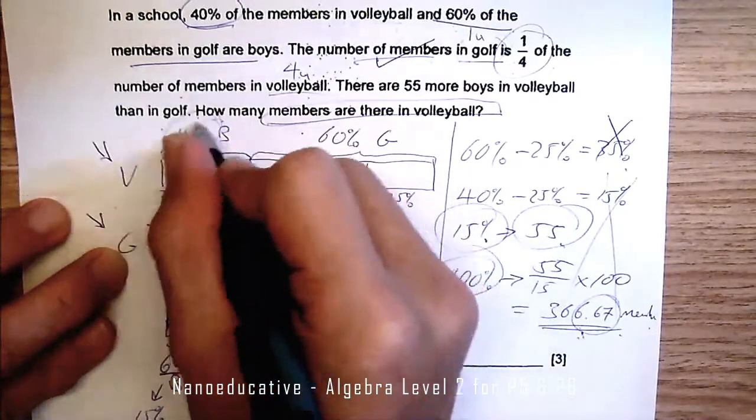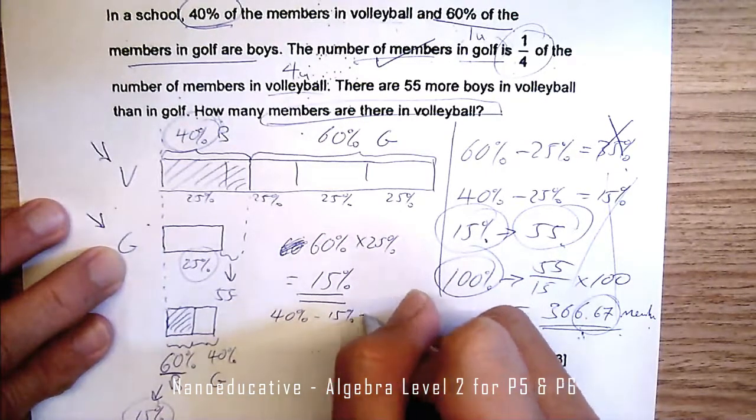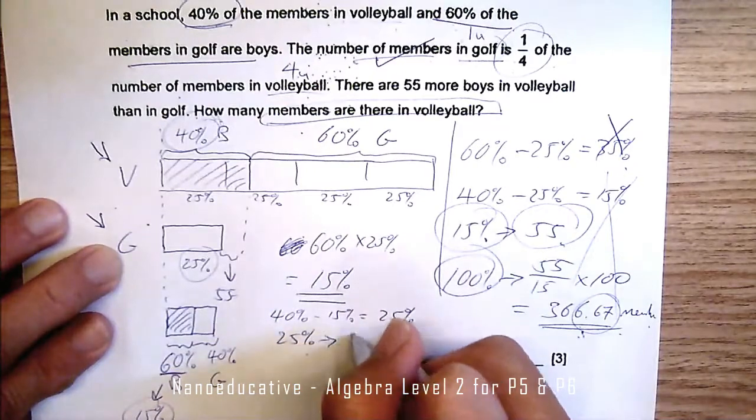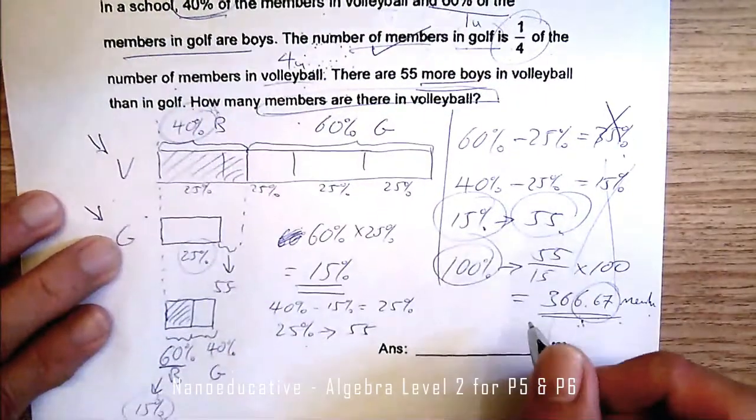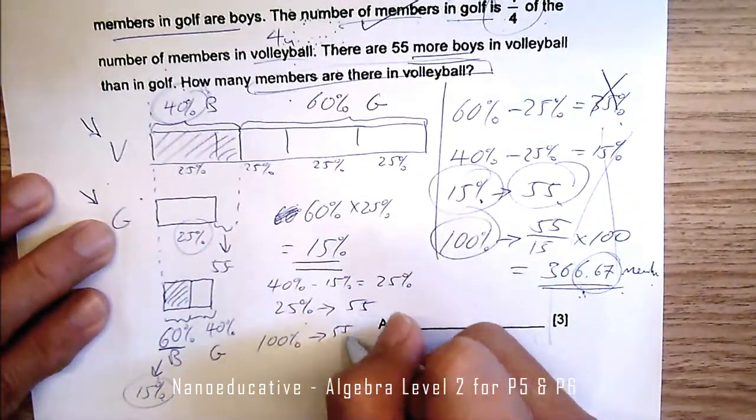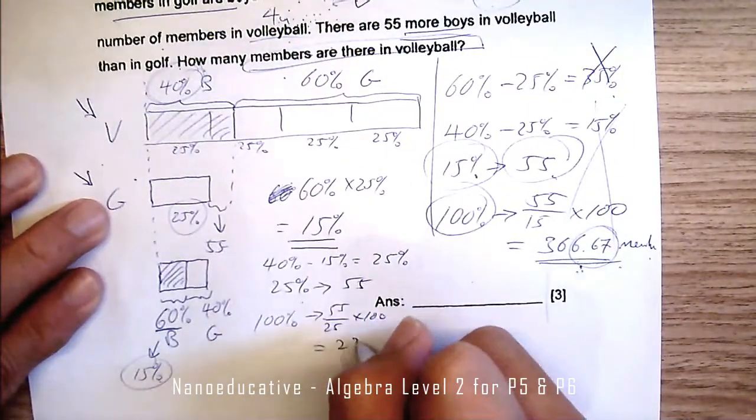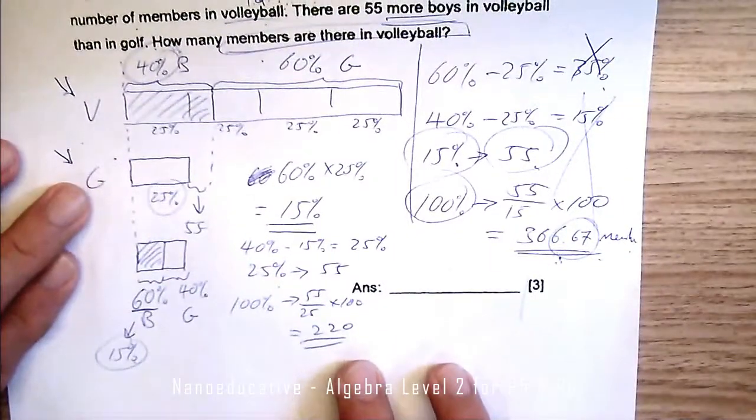So if I take 40% minus 15%, this will give me 25%. And 25% represents 55 members, because there are 55 more boys in volleyball than in golf. So if I find 100%, it will be 55 divided by 25 multiplied by 100. That will just be 220. So this is actually the answer.